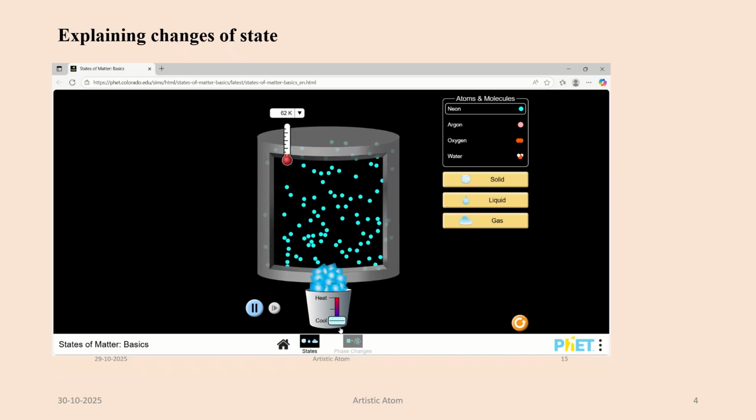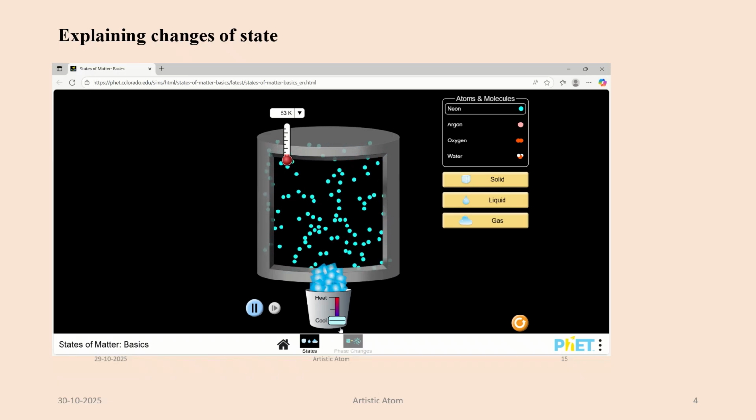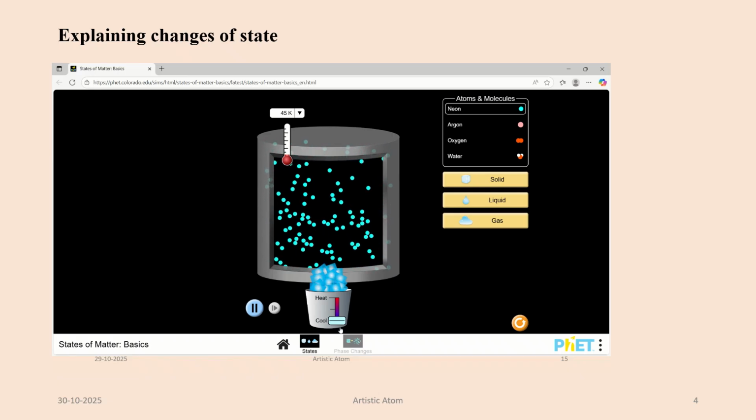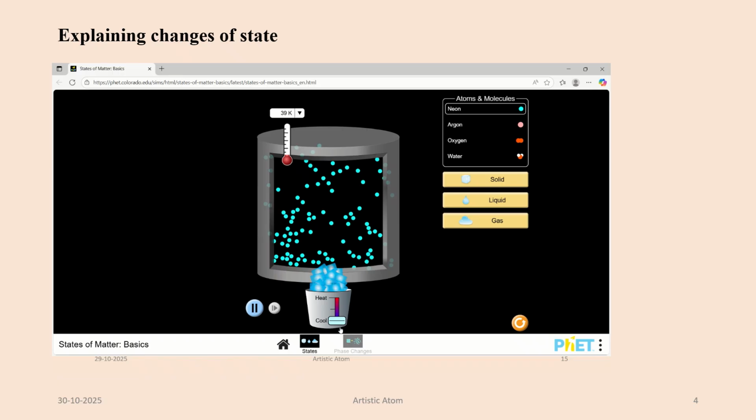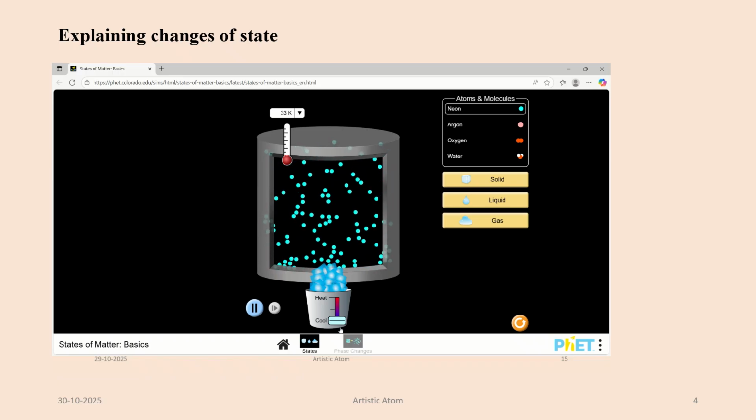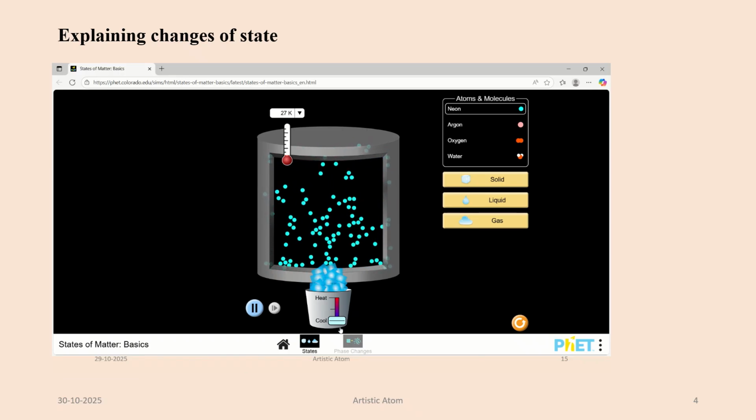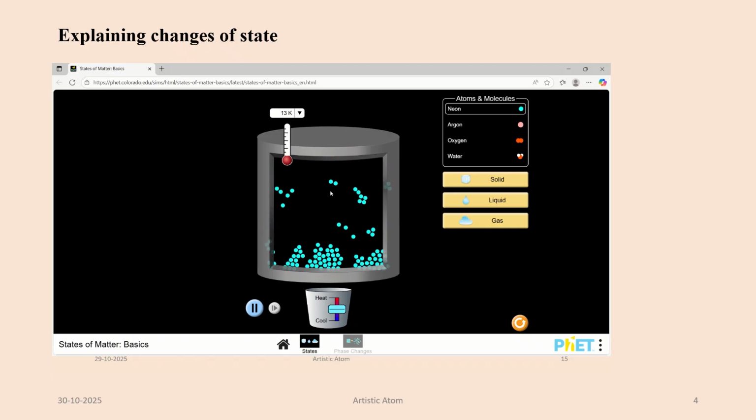As they start losing the energy, you can see that their movement has become slower than before, and now they're trying to accumulate and are coming closer. Their intermolecular forces of attraction also increase. So I can see that now those gaseous molecules are getting converted into liquid.